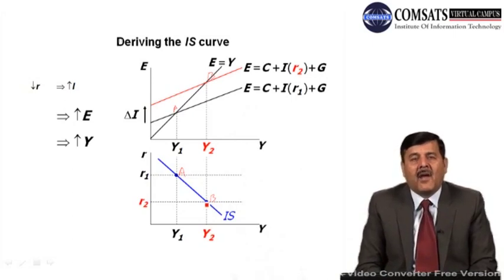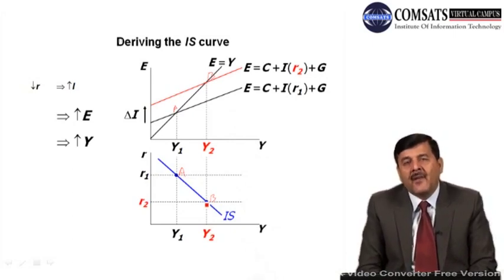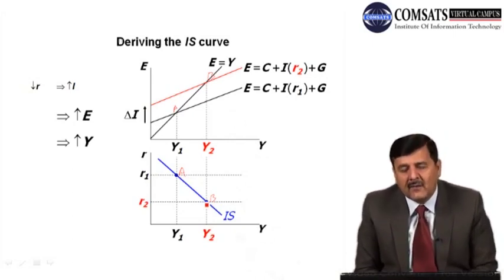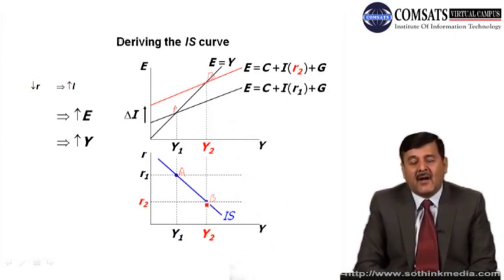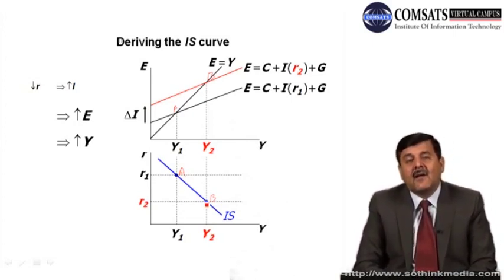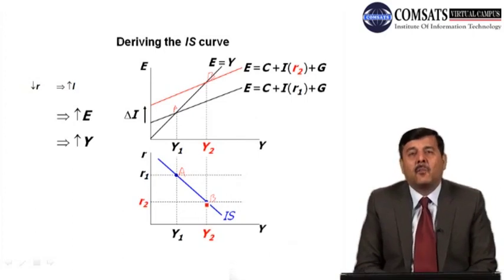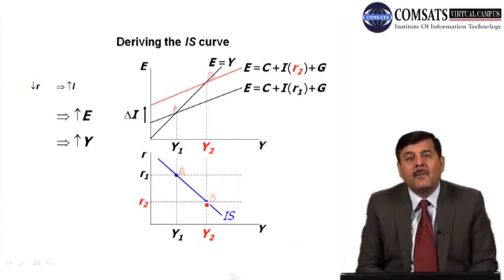Rate of interest में जब कमी वाक़ होती है, investment में इजाफा वाक़ होता है. जब investment में इजाफा होता है तो income बढ़ती है naturally. So there is an inverse relationship between the rate of interest and income level in the economy, and this curve is known as the investment saving curve, or the IS curve, which brings equilibrium in the goods market.